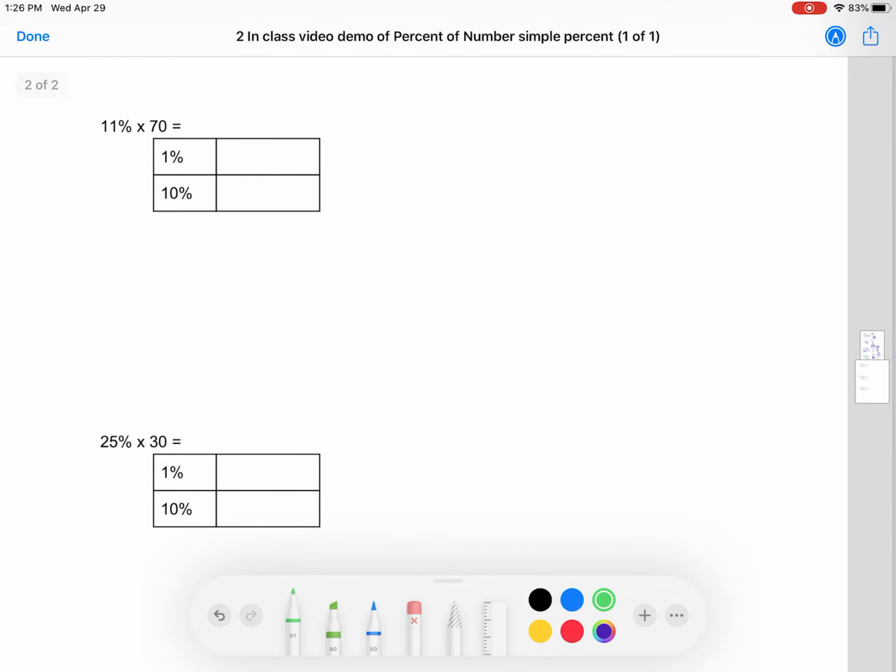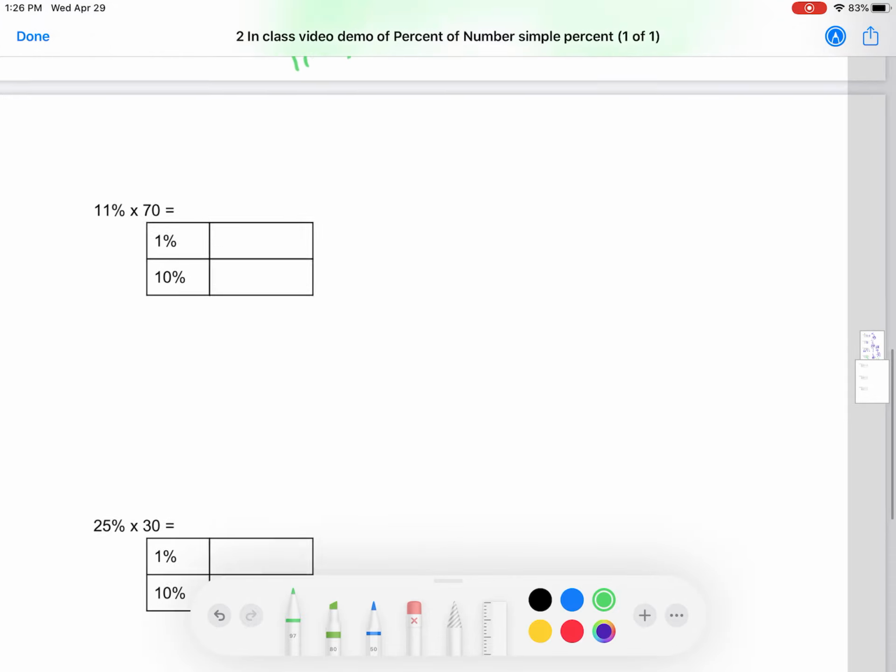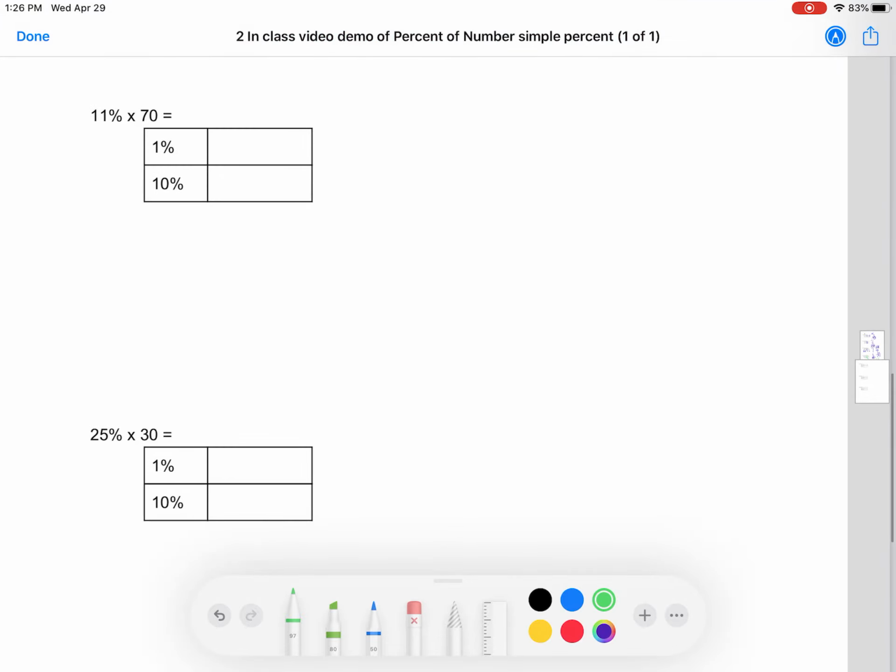Just some further examples here. Not much different. If you've pretty much got the idea from here, feel free to just get started. If you need additional problems, here are a couple more to maybe help you. Right? And so to do 11%, I would just do 7 plus 0.7, right? 7.7.